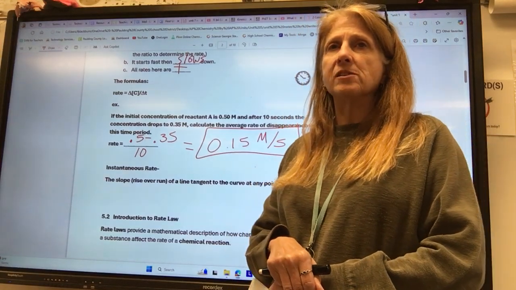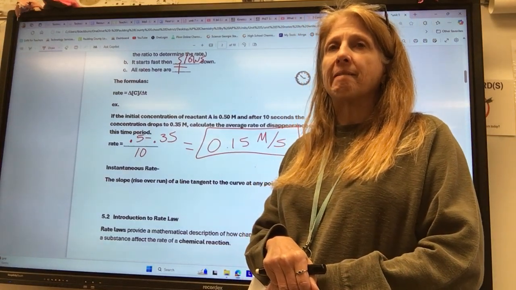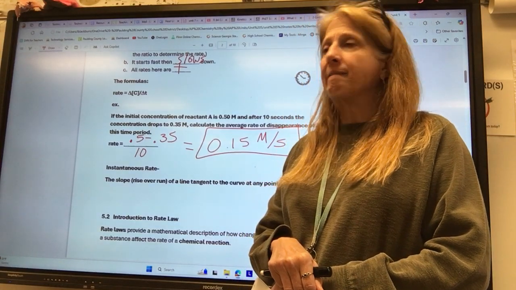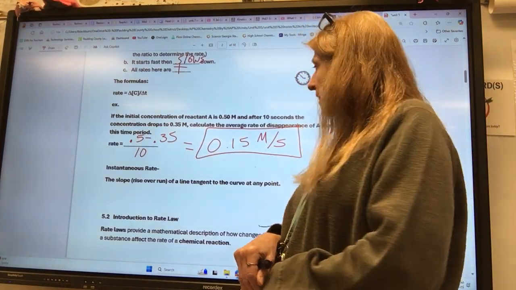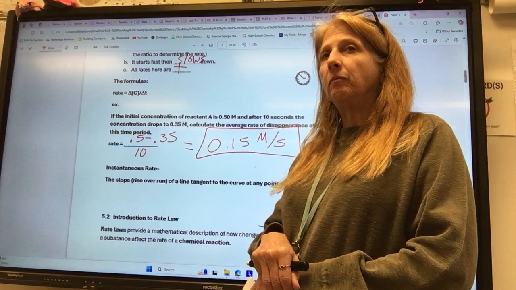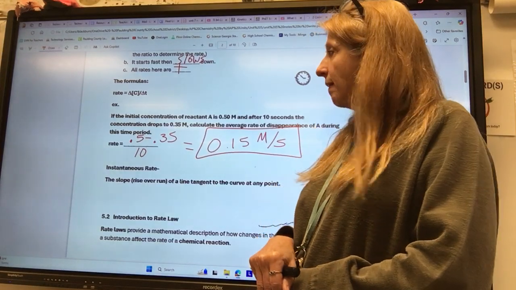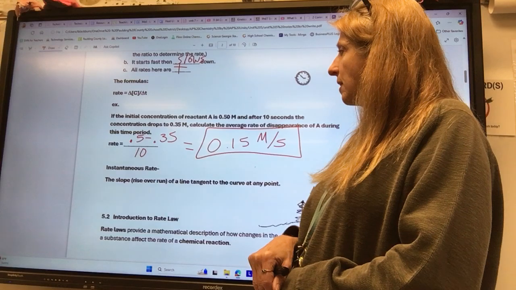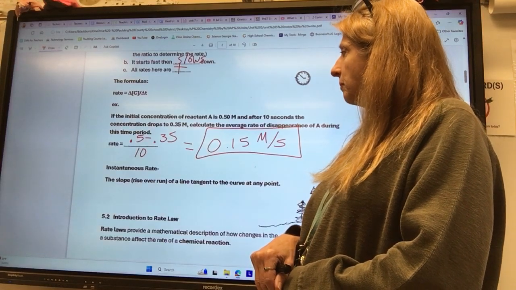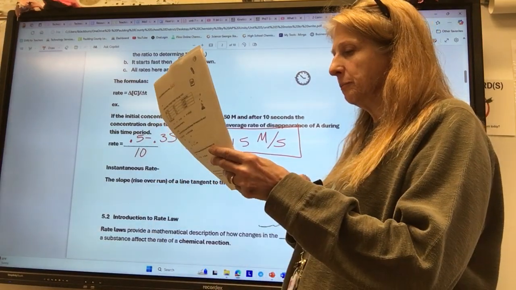Okay. Yes, sir? The 0.15 per second, would that number be just without the division by 10 for the seconds? Because if it was divided by 10 per second, it'd be 0.015. I left off at 0.